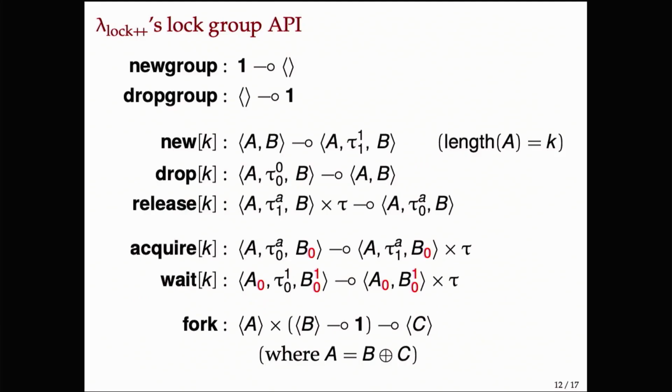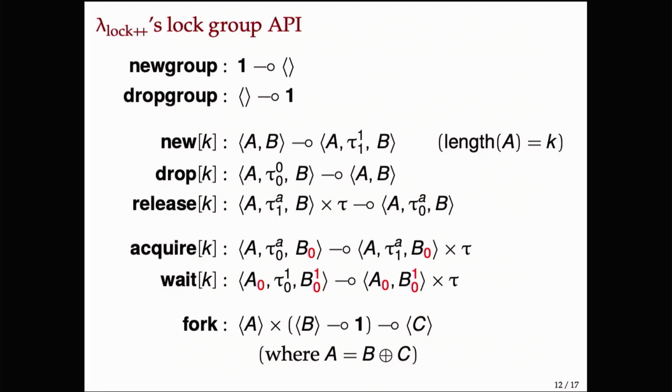So here is the lock group API. The first two are just to create and destroy an empty lock group. And then all the operations that we had before, except fork, get an index, which indicates where in this tuple we operate. For example, the new operation takes an index k, and that means that it will insert a new lock at position k into the tuple. And the same for drop and release, and acquire and wait.